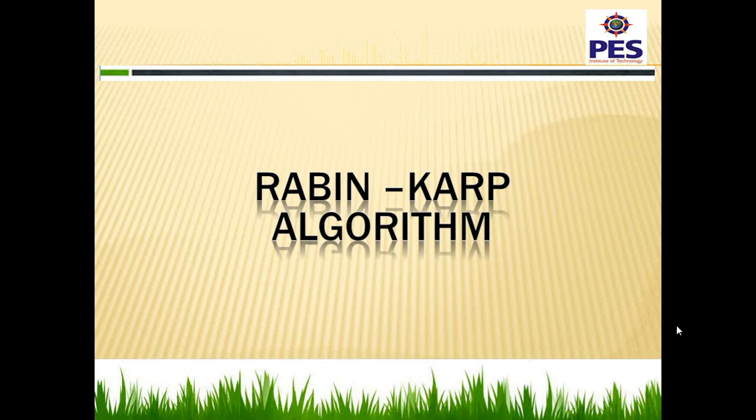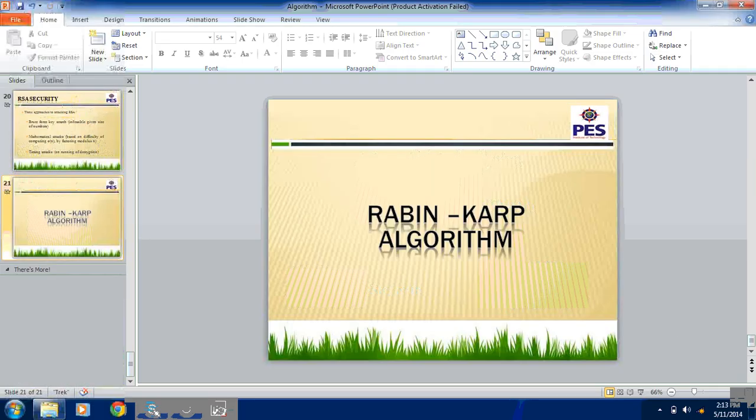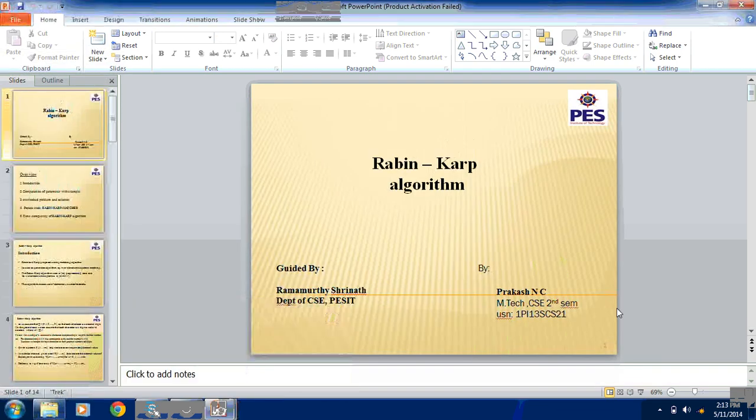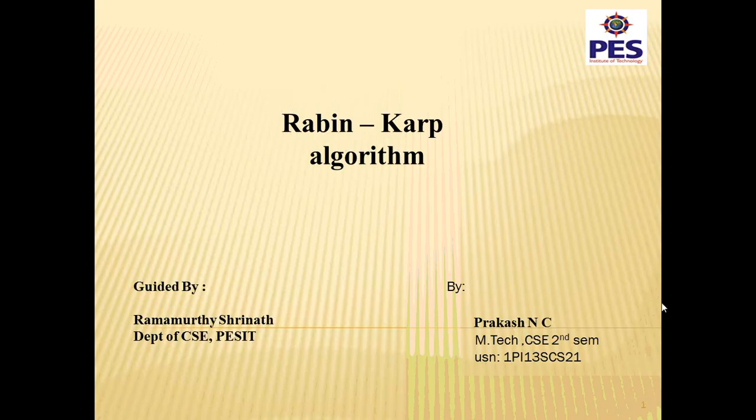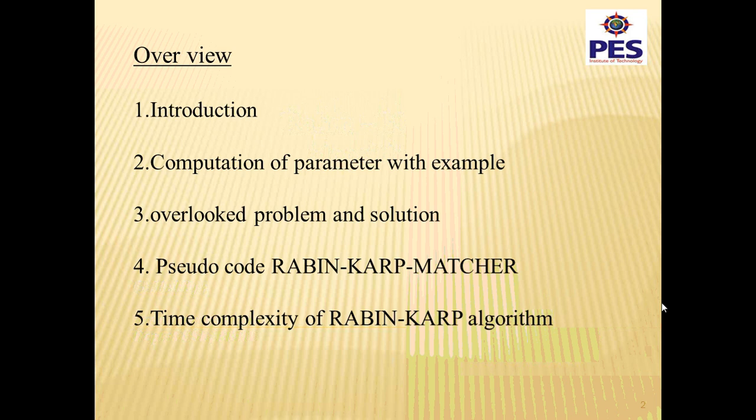Now let us see what the Rabin-Karp algorithm is and how it is going to work. In this seminar I am going to talk on the Rabin-Karp algorithm. First is the introduction, second is computation of parameters with an example, what the problems are and how to solve them, then the pseudo code of the Rabin-Karp matcher, and the time complexity of the Rabin-Karp algorithm.